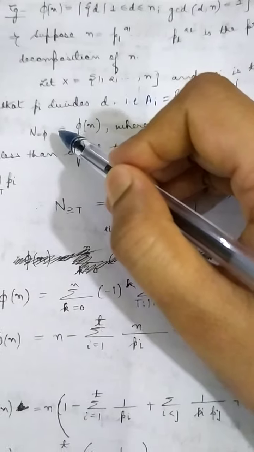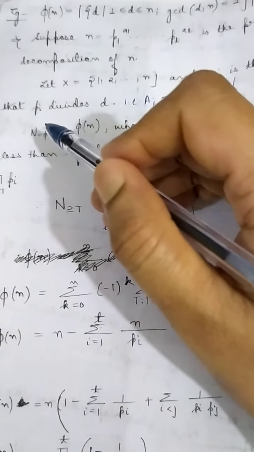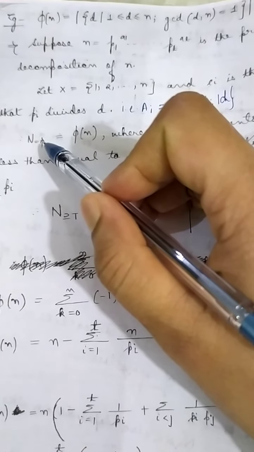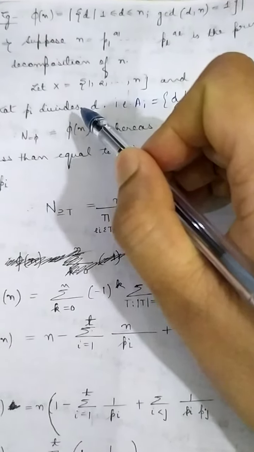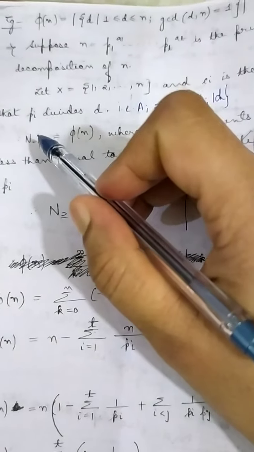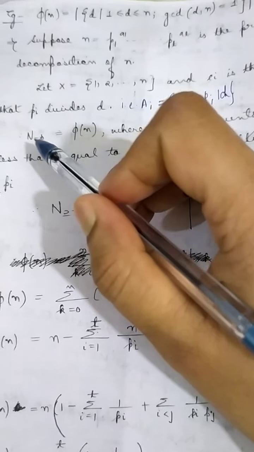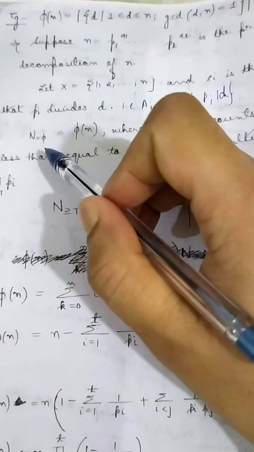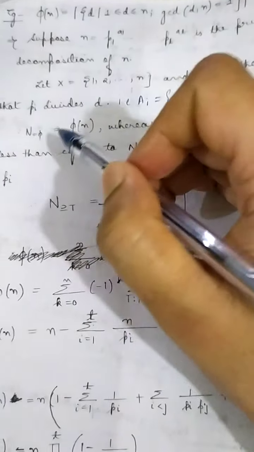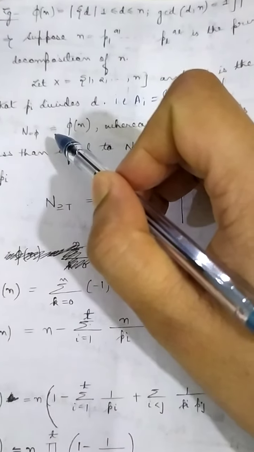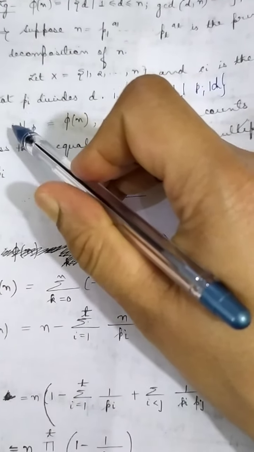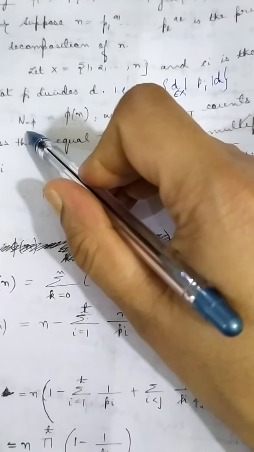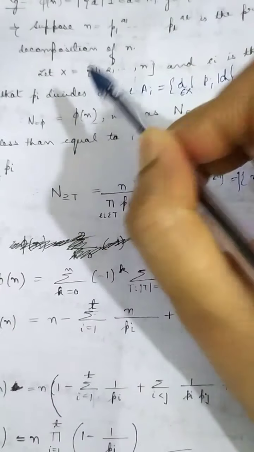There are no properties in phi. The number of elements which do not divide p1, do not divide p2, do not divide pt. So what does it imply? This is nothing but the numbers which are relatively prime to n. Therefore this expression is equal to phi(n).